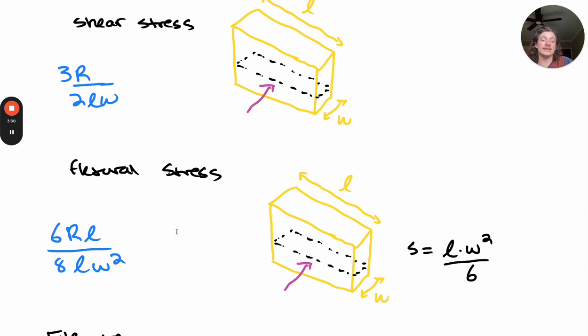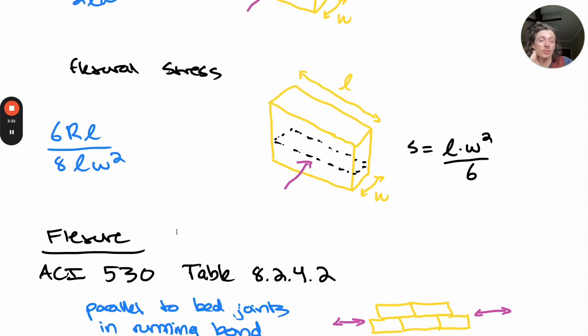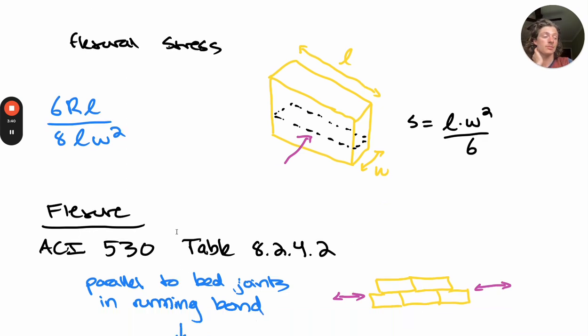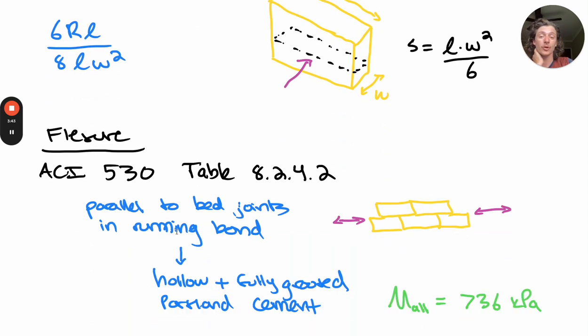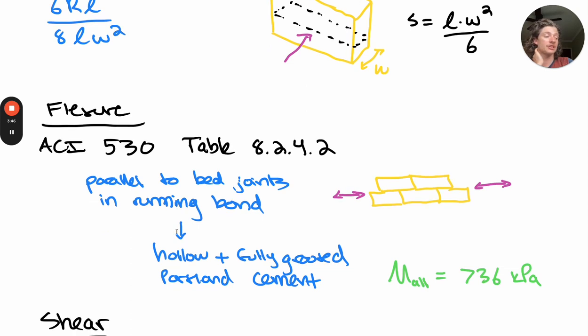Now we can move on to ACI 530 to ensure that the brick formwork has the capacity to resist this loading. This should be pretty familiar now from our component analysis section on the ramp walls. We'll start by turning to section 8.2.4.2 regarding flexural tension. Because the tension from flexure is parallel to bed joints in the running bond, and we have our brick formwork in running bond, as well as hollow units that are fully grouted with Portland cement, we can take an M allowable of 736 kilopascals and compare this to our maximum moment.